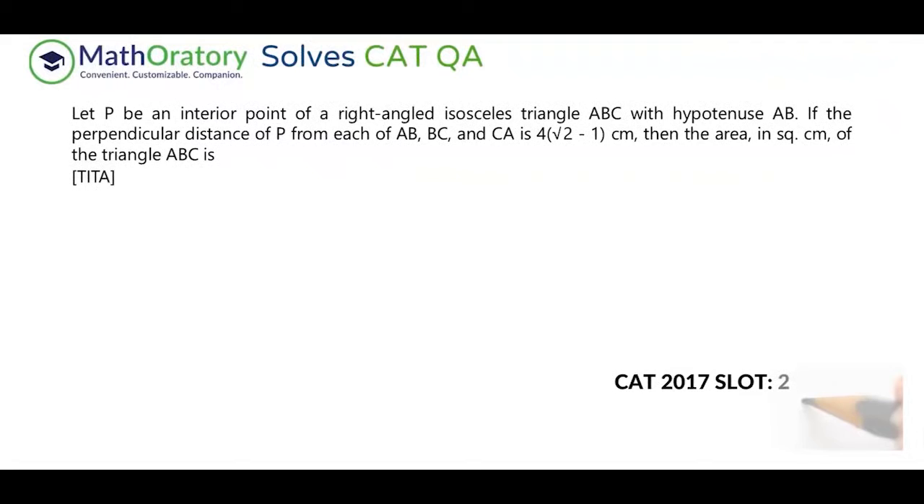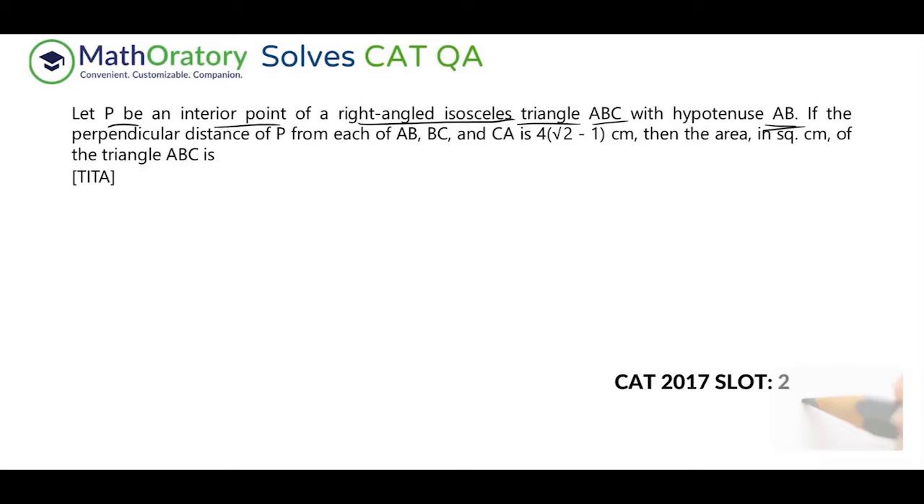Okay, so we have another geometry question. P is an interior point of a right angled isosceles triangle. So we have a right angled isosceles triangle, P is a point inside it, and the triangle has AB as the hypotenuse. I don't know whether that is relevant or not.